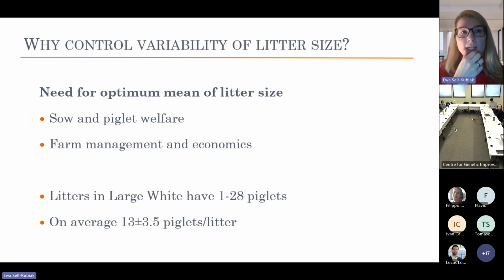So when I talk about variability, what are the averages for litter size? Well, in Large White, and 95% of the information that you will see here is about Large White pigs.